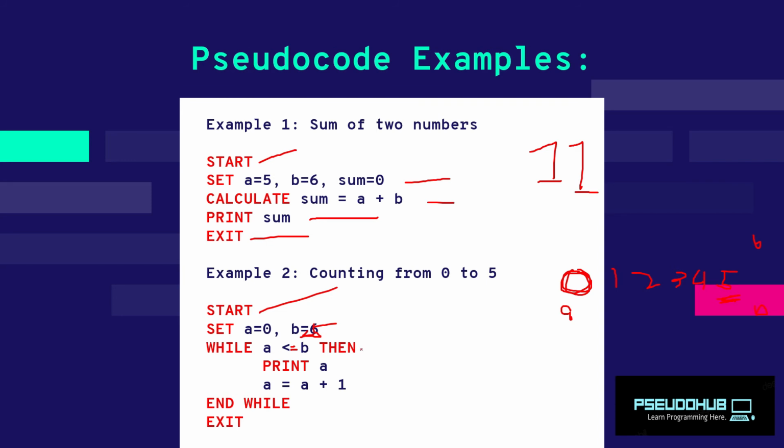Let's trace it. Currently the value of A is 0, and for B we changed it to 5. That means the reading of this is while 0 is less than or equal to 5. If the result is true, it will follow the then, the code to be performed there. Okay, so 0 less than or equal to 5. Is it true or false? True, right? Because 0 is less than 5. So meaning it will execute the statements inside.